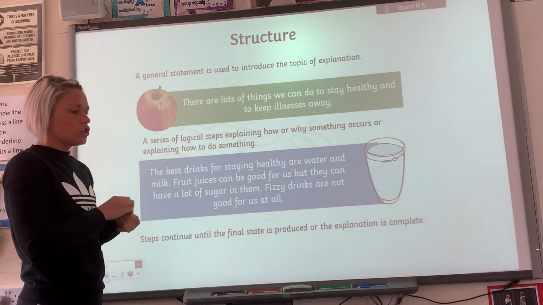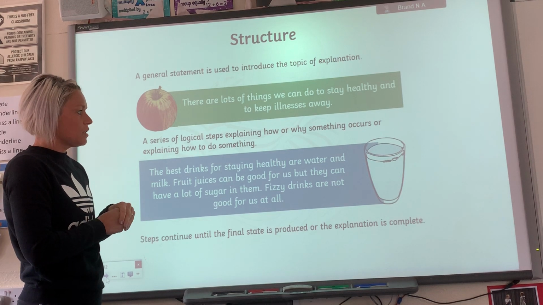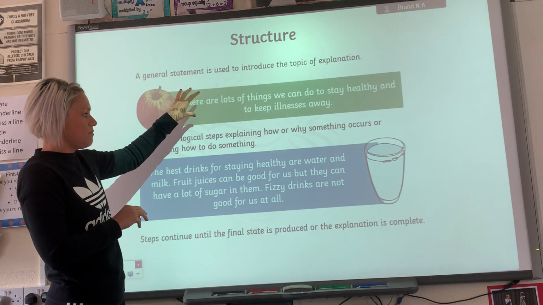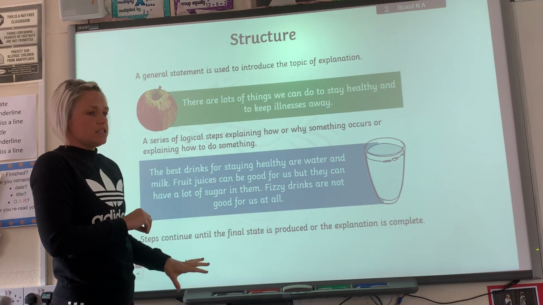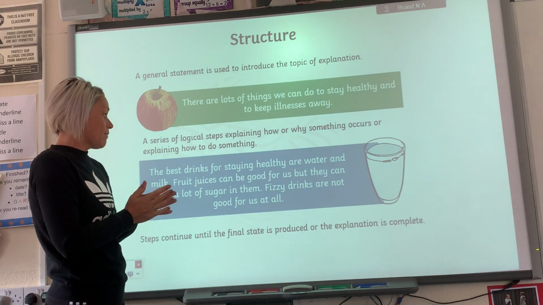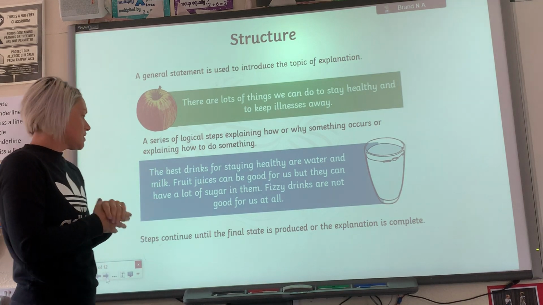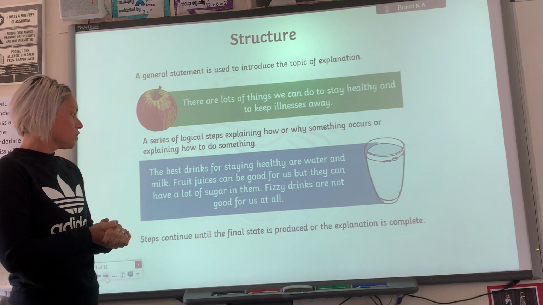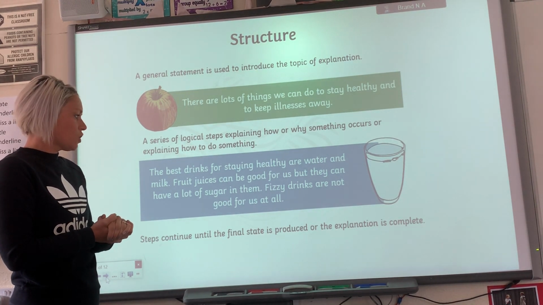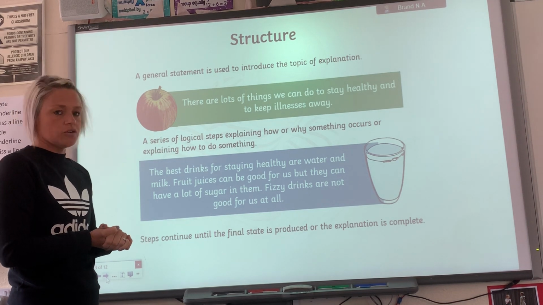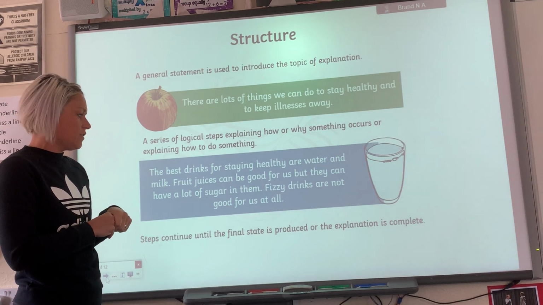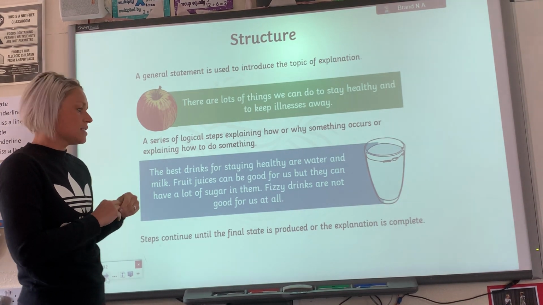A series of logical steps explaining how or why something occurs or explaining how to do something. So after your opening general statement, you then have a series of statements or paragraphs explaining a little bit more about whatever it is that we're writing about. So for this one here, they moved on to then saying the best drinks for staying healthy are water and milk. Fruit juices can be good for us, but they can have a lot of sugar in them. Fizzy drinks are not good for us at all. So a little bit more detail. The steps then continue until the final state is produced or the explanation is complete.